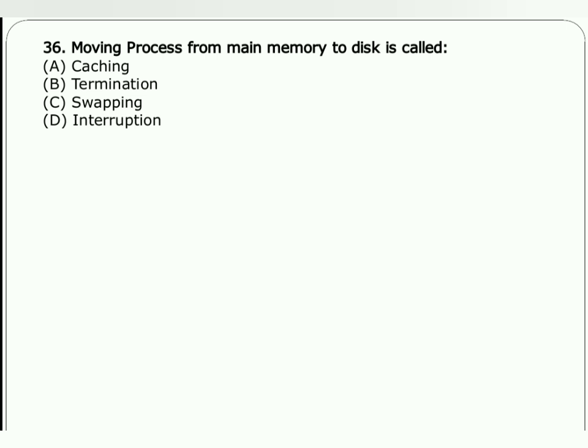Next one. Moving a process from main memory to hard disk is called dash. So what is the process of moving a process from main memory to hard disk? It is called swapping. Swapping is a very useful technique that enables a computer to execute programs and manipulate data files larger than main memory. So actually it works between the main memory and the hard disk.